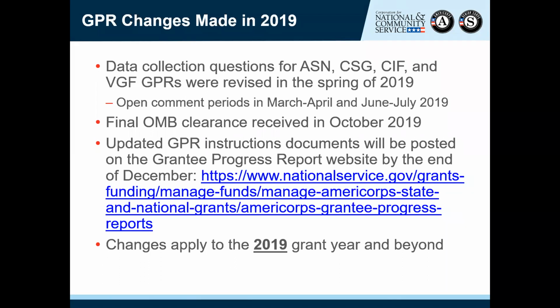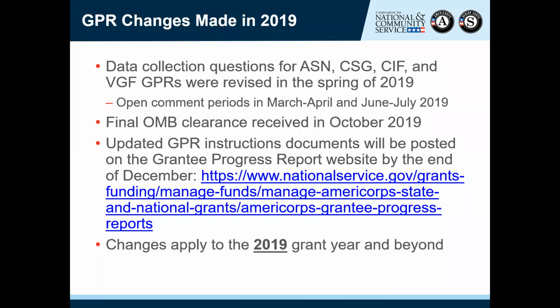Again, if you've been around for a while, you may know that AmeriCorps State and National has revised our GPR instructions several times over the years to try to make the GPR a more effective instrument to achieve those progress reporting purposes I talked about earlier. The most recent revision began in the winter of 2019. We took the instructions through a full OMB clearance process to make sure that the changes we were making were as transparent as possible. What that meant is that there were multiple opportunities for all of you to review the proposed changes and to submit comments on them.